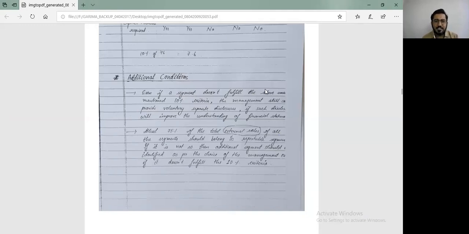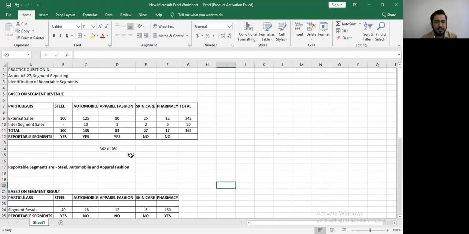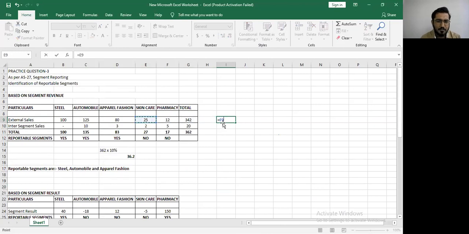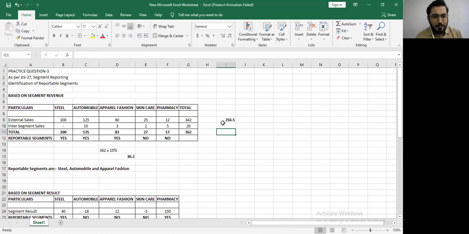The second condition says that at least 75% of the total external sales of all the segments should belong to reportable segments. If it is not so, then additional segment should be identified. Now let's solve it. Understand that I'm taking only the external sales because they've asked me to take only external sales, which means I need 75% of 125, 342 is my total external sales. Multiply that by 75%. You get 256.5.